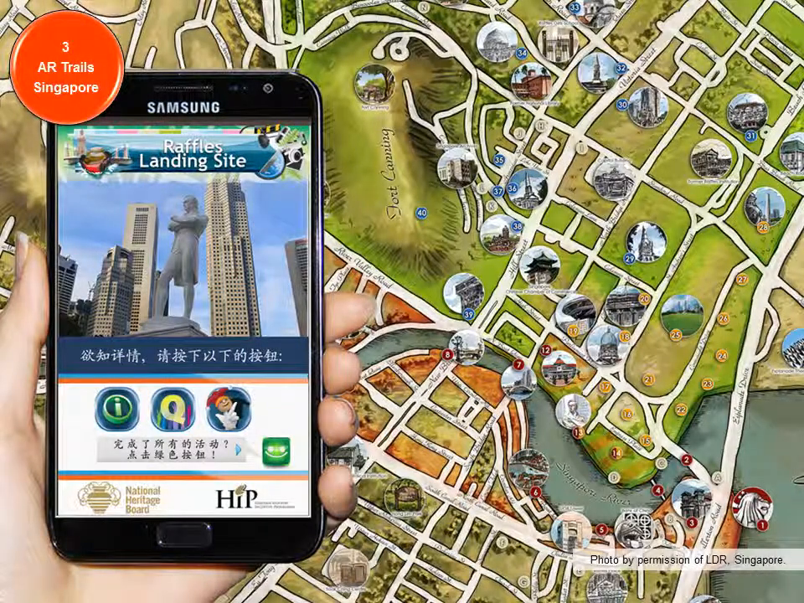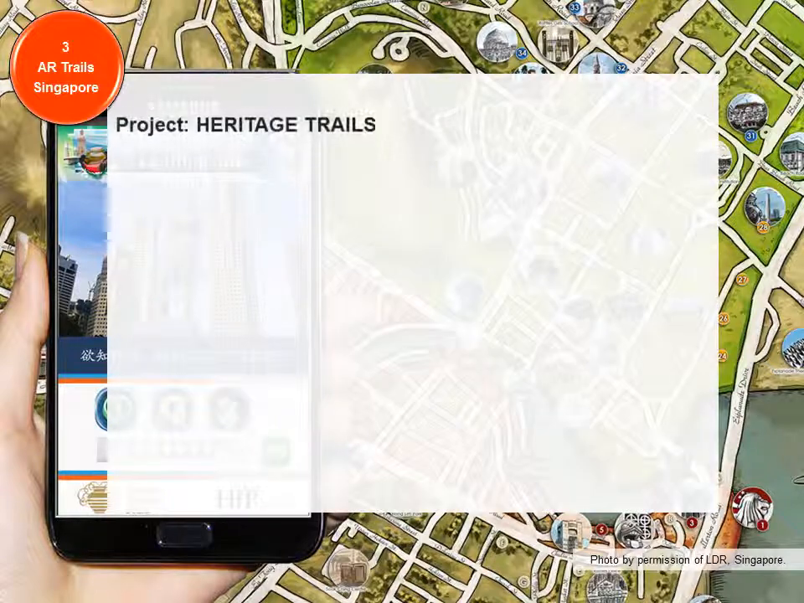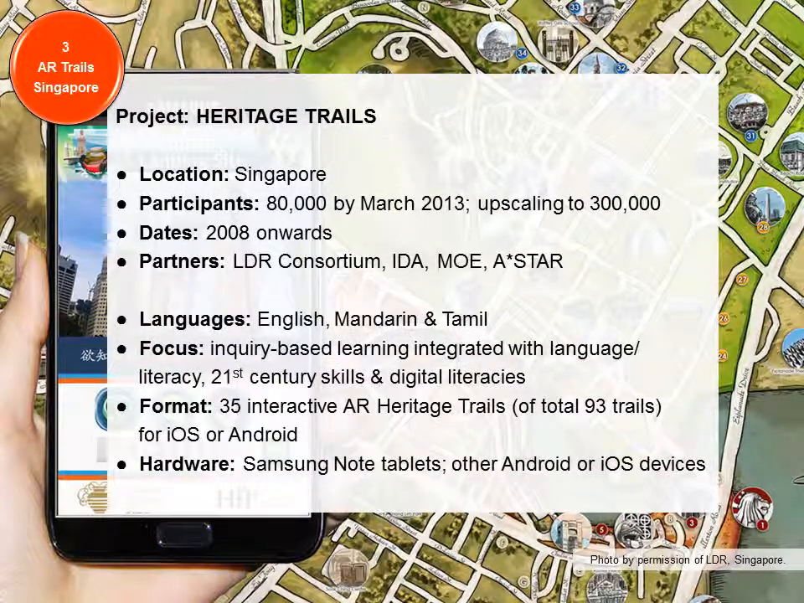Finally, let's turn to Singapore. Augmented reality heritage trails were first set up in 2008 by the LDR Consortium with the backing of the Ministry of Education. By March 2013, 80,000 Singaporean school students had taken one of these trails. The idea is that in time, all 300,000 school students will participate. The trails are mostly in English, but some are now available in other languages such as Mandarin and Tamil. The focus is inquiry-based learning integrated with language and literacy, 21st century skills, and digital literacies.